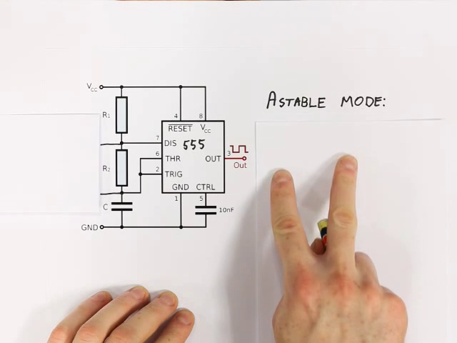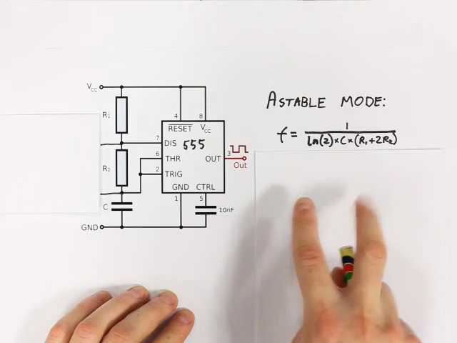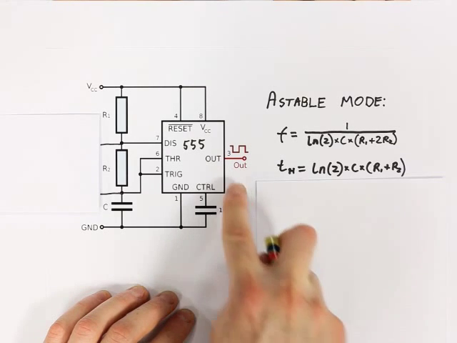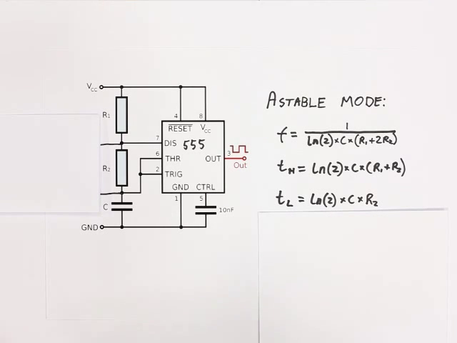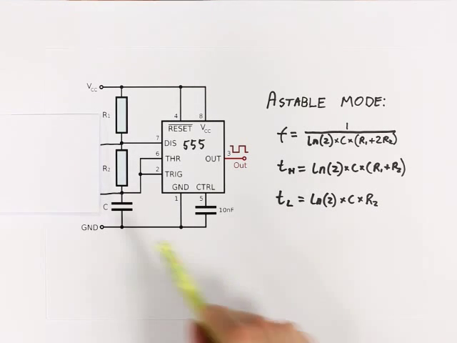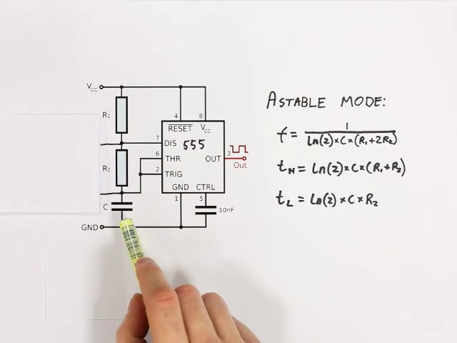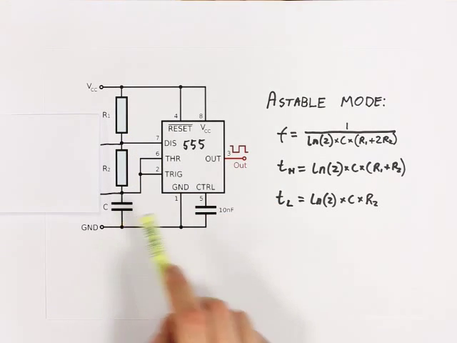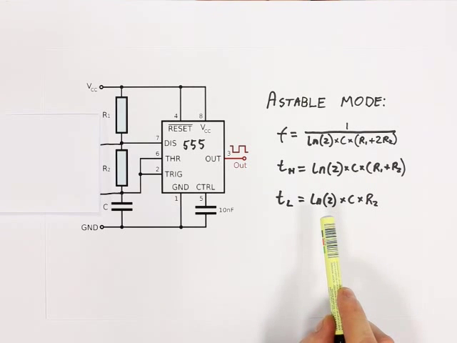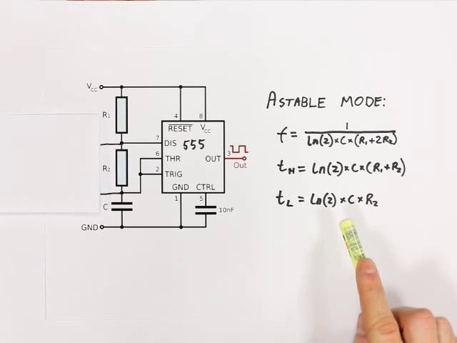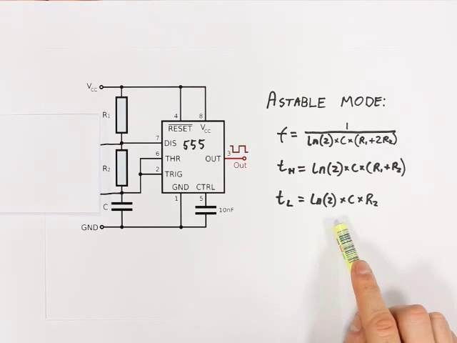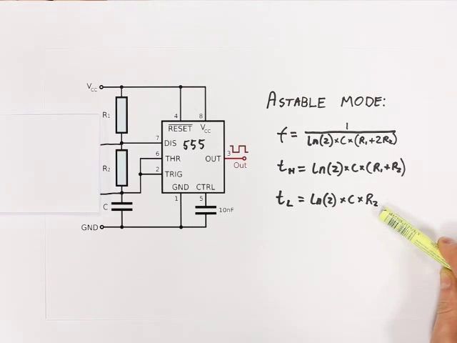We also have formulas given on Wikipedia for the frequency, the high time of that signal, and the low time. So we can use these formulas to determine appropriate values for our resistors and our capacitor in order to give us the frequency and the duty cycle that we desire. Now, if you're particularly astute, you may have noticed that these formulas don't actually allow a duty cycle of less than 50%, as TH can never be less than TL. There are a few ways to get around that.